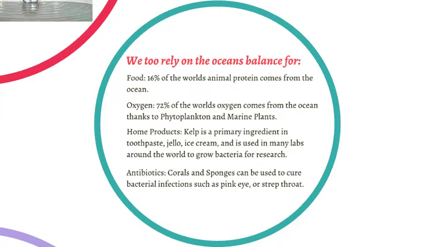Also, some things that you can find in your own home or cupboard can be found or produced from the ocean. Kelp is in almost everything. Toothpaste, jello, ice cream. It's used as what's called an emulsifier, a thickening agent. It's also used in many labs around the world to grow bacteria for research on these plates called agar plates, made from the kelp agar. They also help with antibiotics.